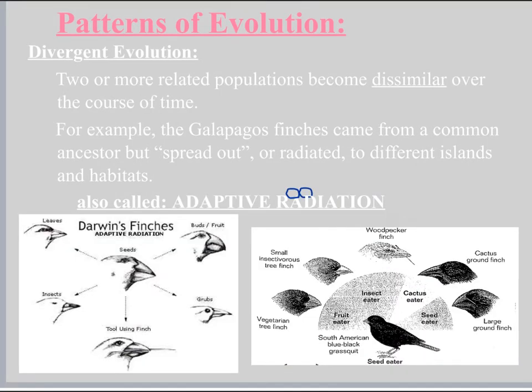And we have divergent evolution. I don't know if you guys have seen that movie, Divergent. Diverge means to separate, to split off, okay? It also could be called adaptive radiation. But what we have is a common ancestor.